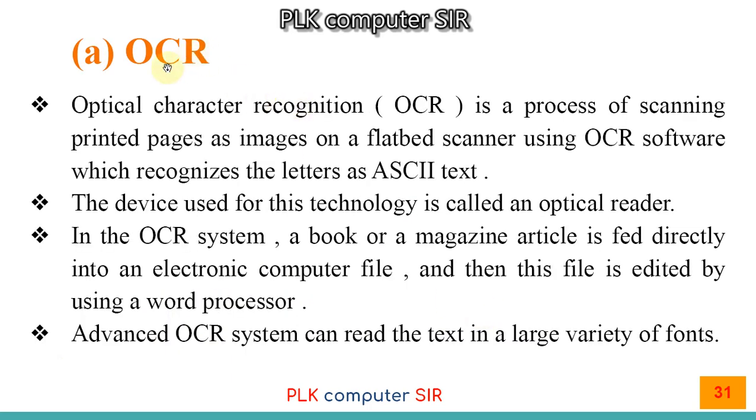First, OCR, optical character recognition. OCR is a process of scanning a printed page as an image on a flatbed scanner using OCR software, which recognizes the letters as ASCII text. Okay, so text we can scan with it. The device used for this technology is called an optical reader. In the OCR system, a book or a magazine article is fed directly into an electronic computer file, and then this file is edited by using a word processor. Okay, we can then edit using a word processor like Microsoft Word or Google Docs.